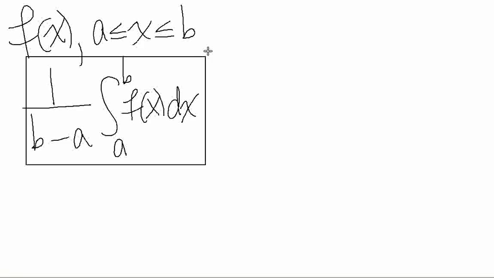Notice that there is an unlimited number of potential x values between a and b. You see the difference? All right, now let me try to give you some understanding of where this formula came from.